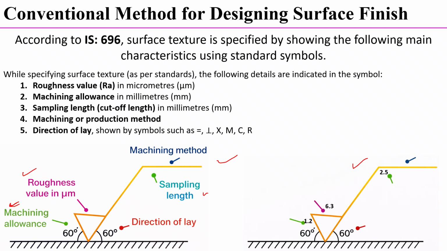Next one is the machining or production method. Just above this square root symbol we represent the machining method. So here milling is the machining method. Next one is the direction of lay. The lay symbol is represented at the bottom of this square root. So here, this is the lay symbol. So this is regarding the evaluation and representation of the surface roughness.